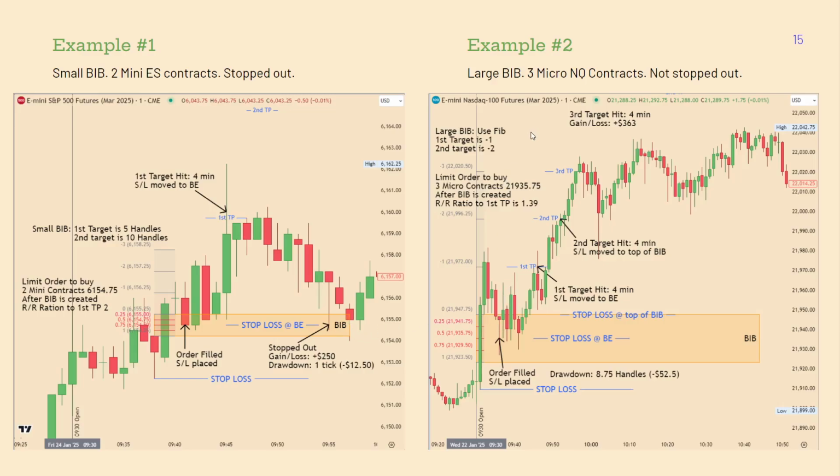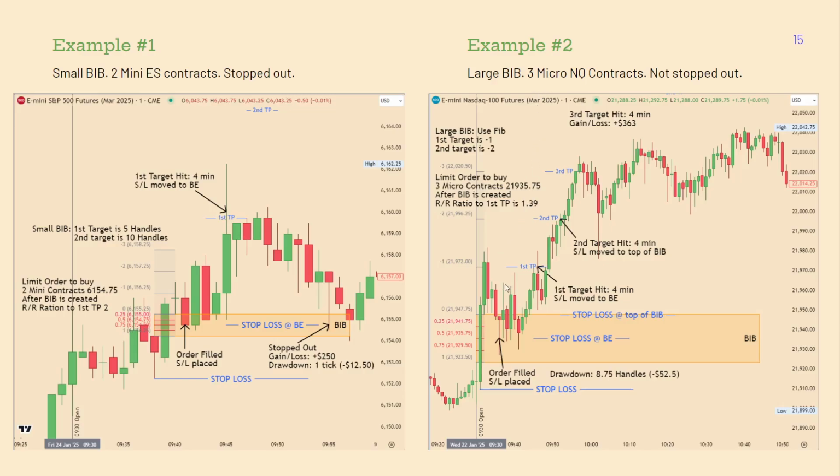In our next example, we have a much larger BIB. As you can see, the Fibonacci levels are above the 20 or 40 handles that we target when using that method. We placed our entry at the 50% level. Our drawdown on this trade was only 8.75 handles with 3 micro contracts, about $52. Not a lot of money to fret if you're only using micro contracts.